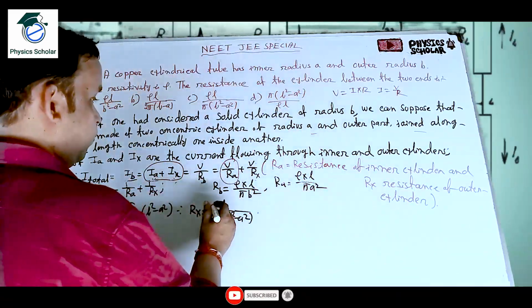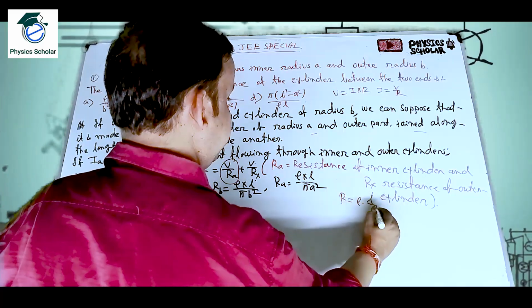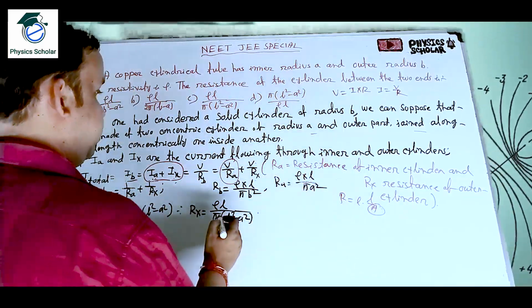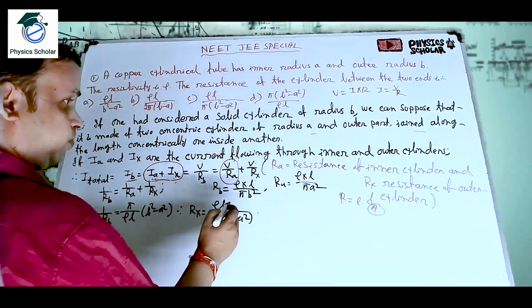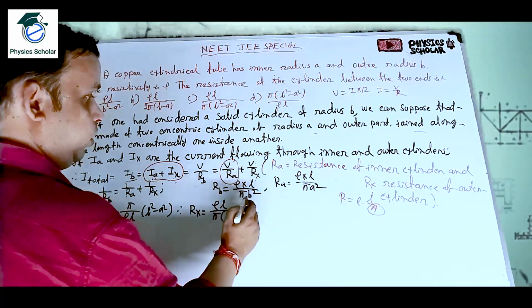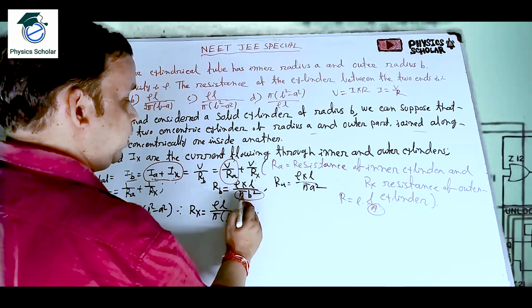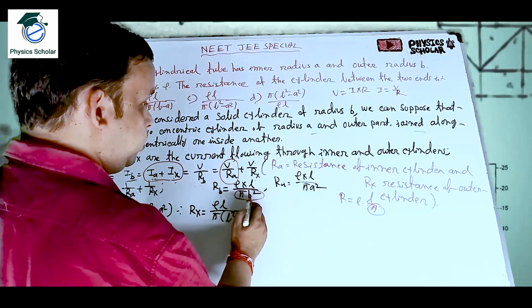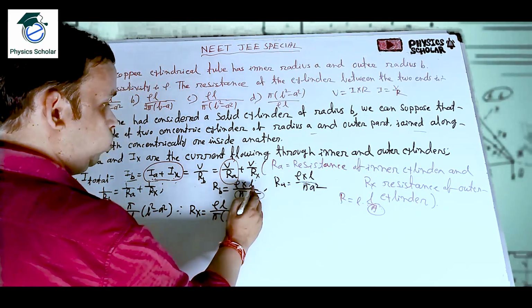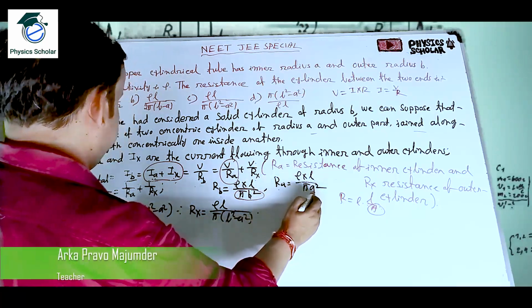Now what we know is R is equal to rho into L by A, where A means cross-sectional area. So what we can write from here: RB is equal to rho into L by the area. Area means pi r square, here r is equal to B, so RB is rho into L by pi B square. RA is equal to rho into L by pi A square.